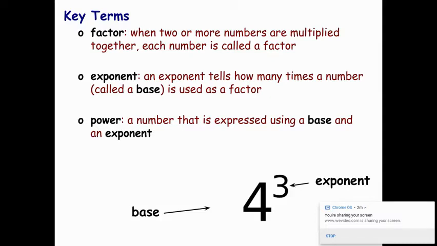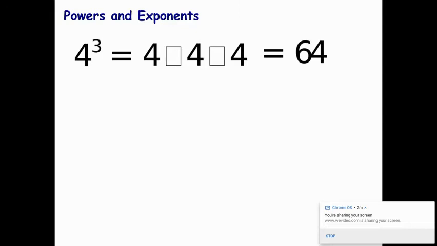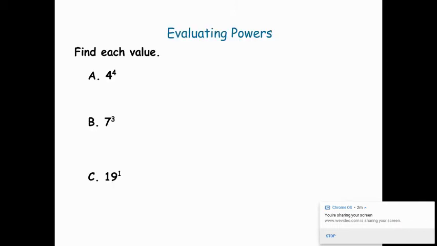A power is the number that's expressed using a base and an exponent. So sometimes we might say 4 to the power of 3. Looking at this problem, 4 to the power of 3 is really like saying 4 times 4, get that answer, and then multiply that answer by 4. So 4 times 4 is 16, and then 16 times 4 would be 64.